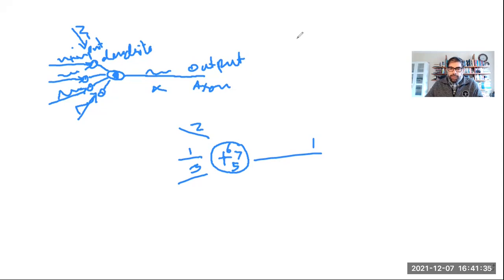But if the inputs that are coming in are different, let's suppose the inputs are 1, 2, and 1, then the sum would be 4 over here, which is less than. Let me just erase this 4 over here.